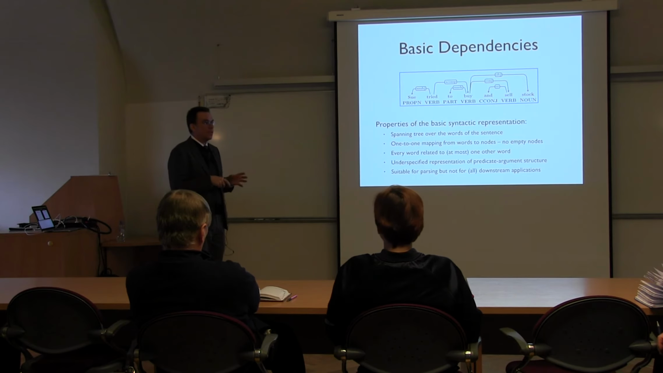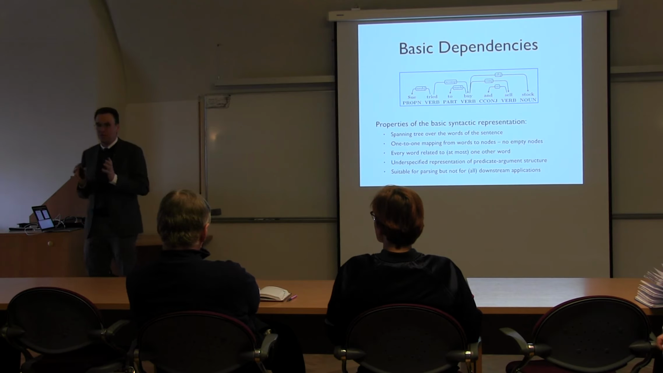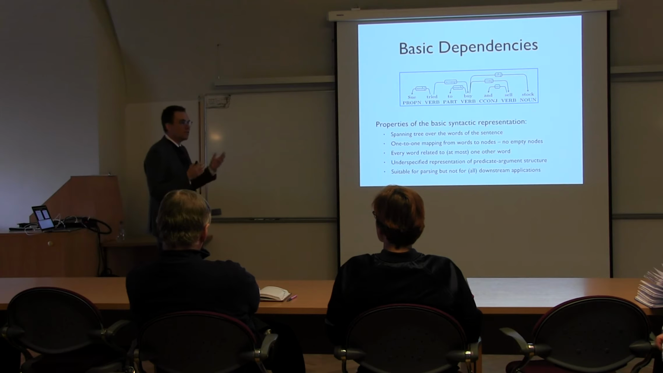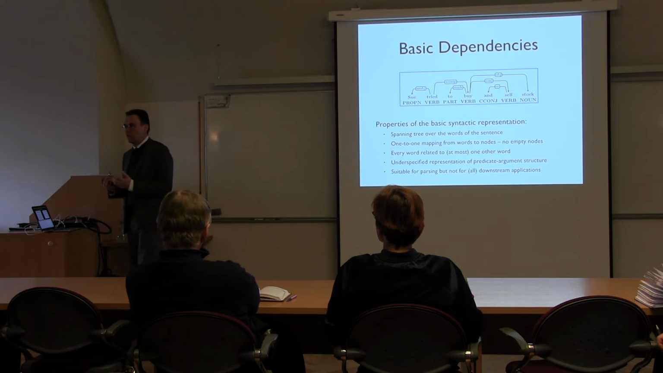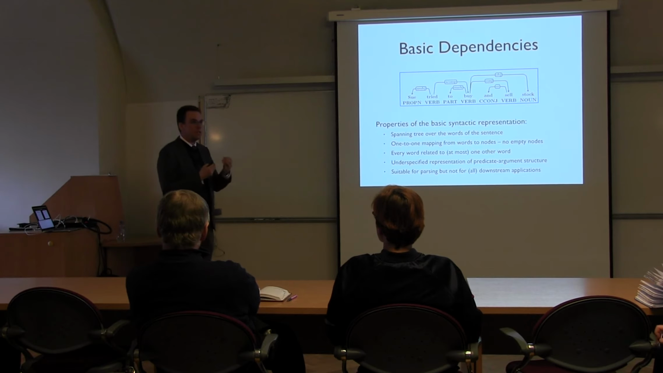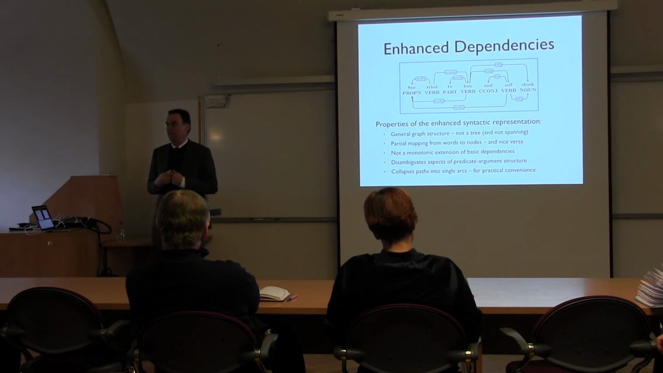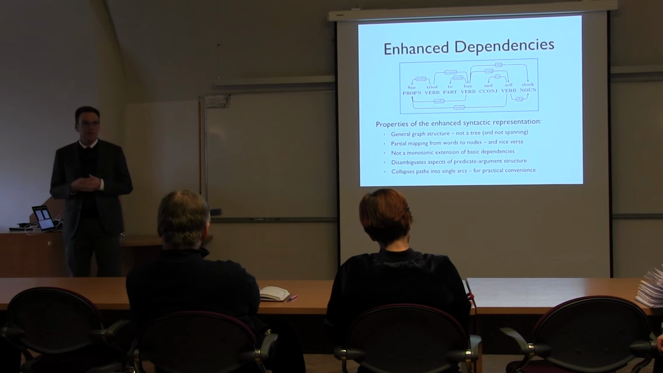So, by and large, we can say that basic dependencies, because they are trees, are at least somewhat suitable for parsing. Some people have opinions that these are not the most suitable trees for parsing, but parsers in general like trees because they're computationally tractable and so on. But it's not always useful for downstream applications that, let's say, want to make a semantic interpretation of this structure, because some pieces of information are missing, some pieces of information that can be crucial for interpreting the sentence. And this is one of the problems, or maybe the problem, that enhanced dependencies is designed to solve.